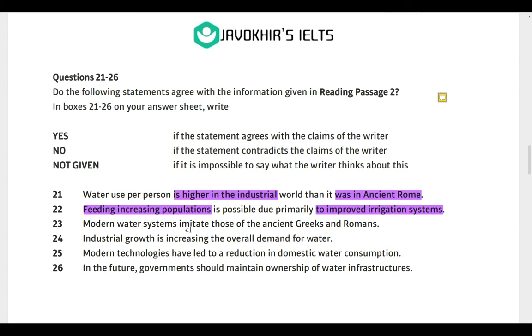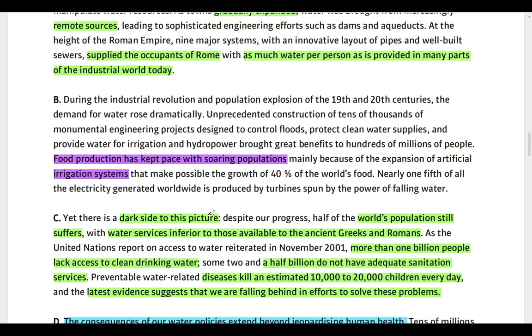Modern water systems imitate those of the ancient Greeks and Romans. So there's another one.